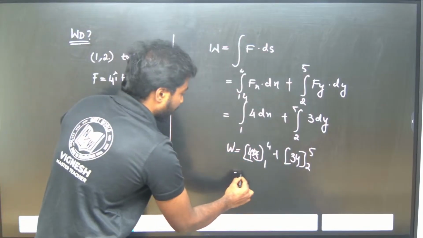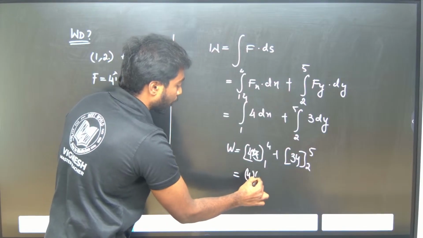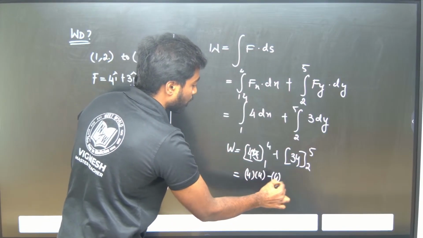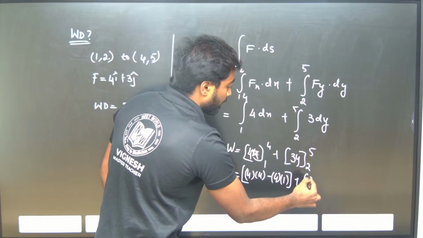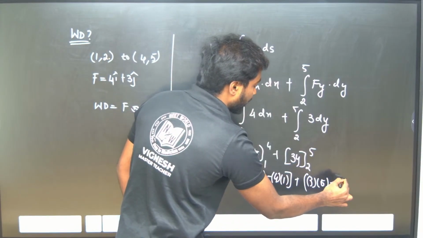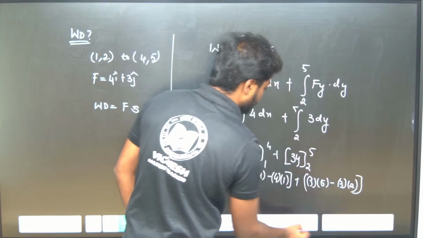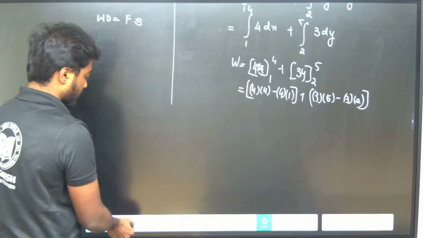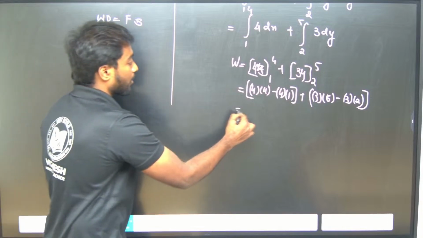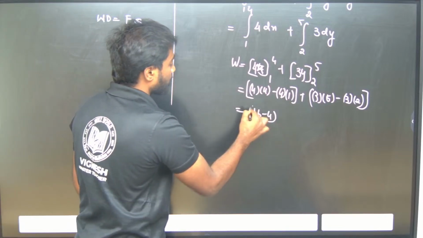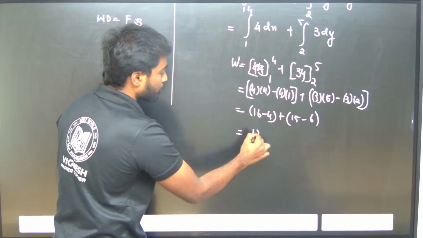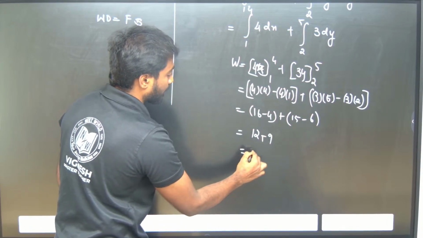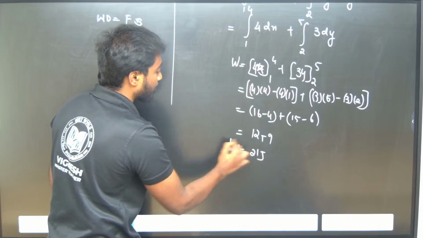Got it? So if I substitute this one, now 4 into 4 minus 4 into 1 plus 3 into 5 minus 3 into 2. So how much? 16 minus 4 is 12, plus 15 minus 6 is 9, which is nothing but 21 joules. This is the answer for this question.